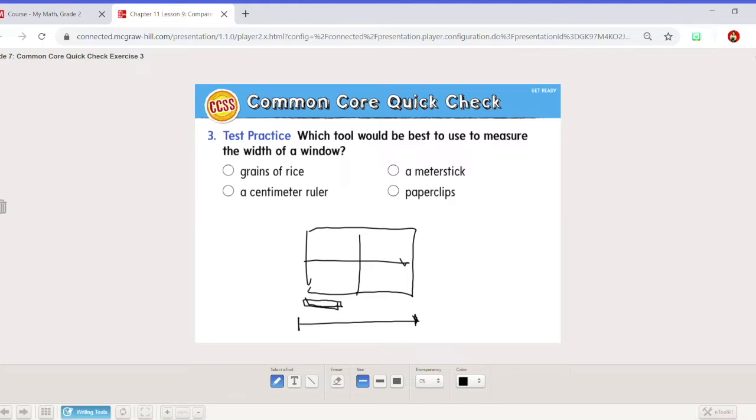They talk about grains of rice. Grains of rice are very small, and we need so many of them. And same with paper clips. Centimeter ruler is a logical choice, but it's a little too small for a window. So I say a meter stick would be the best choice.